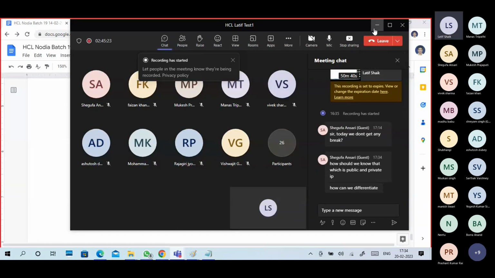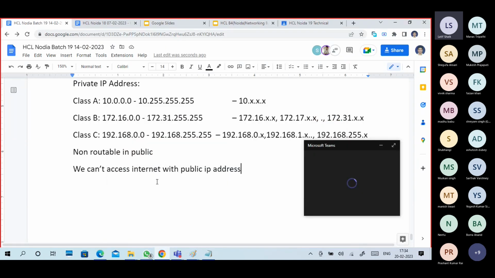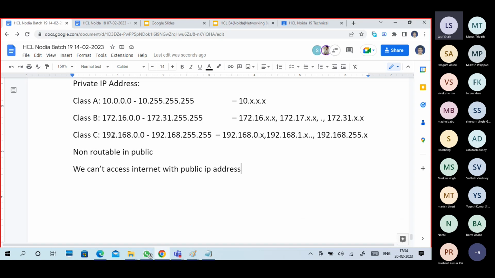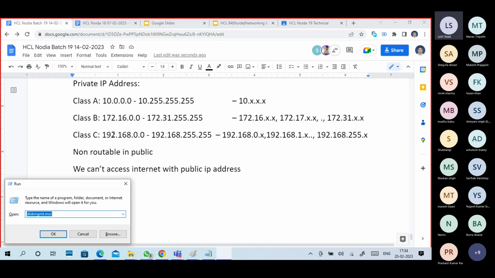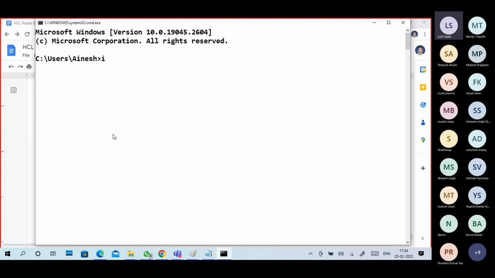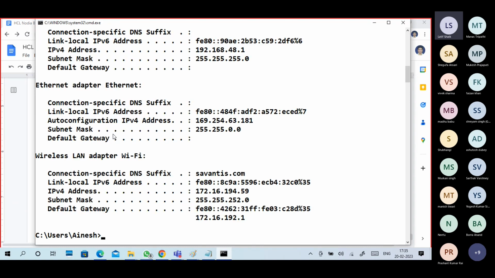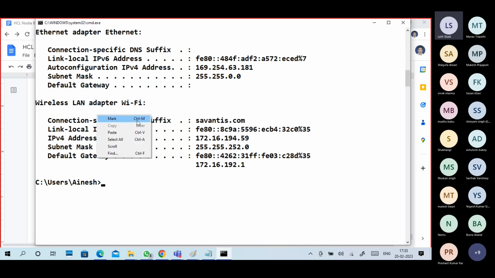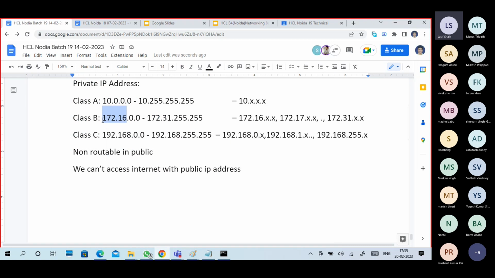Yeah, very good. How do you know which is a private IP and which is a public IP? So guys, if you check your IP address, you know how to check your IP address, right? When you check your IP address with the ipconfig command, or directly go to the control panel, if you see your IP address is 172.16, that IP address is a private IP address. So if your IP is in this range, it means you have a private IP address.